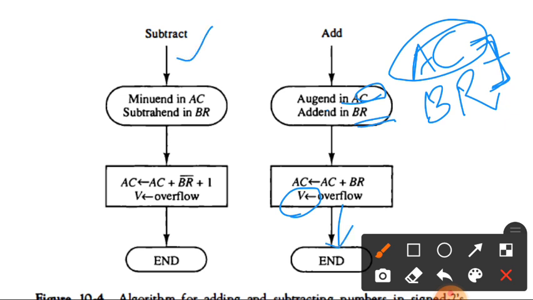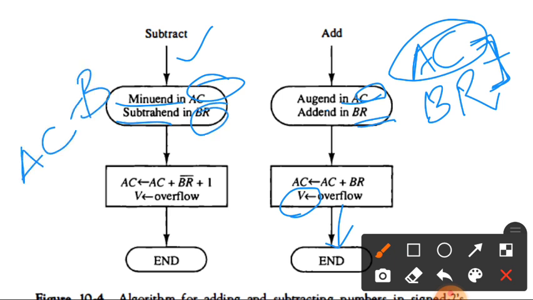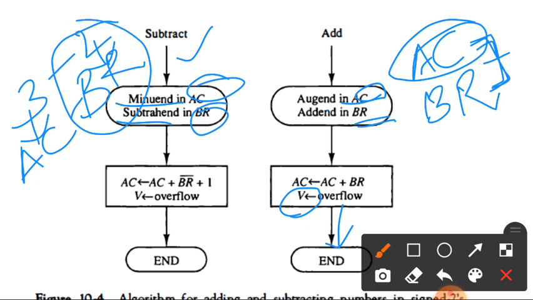Then next is the subtract operation. In the subtract operation, the minuend will be stored in AC and the subtrahend will be stored in BR. So AC minus BR will take place. If we want to subtract 3 minus 2, then 3 will be stored in AC and 2 will be stored in BR. Then what will happen? Here we will first find the 2's complement of the subtrahend.